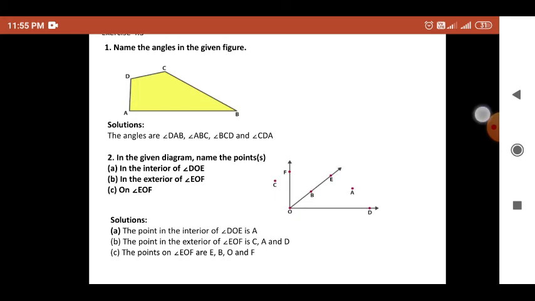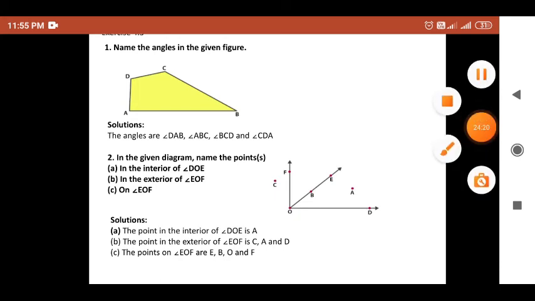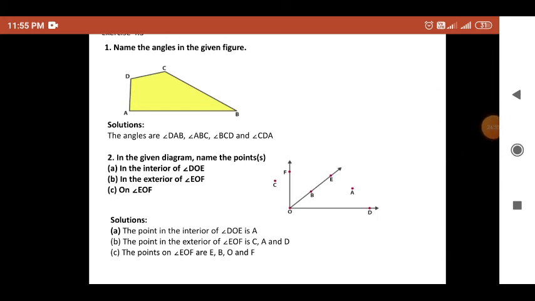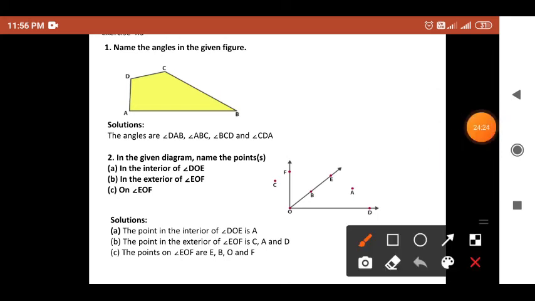On EOF, which are the interior? See, EOF. Which are the points there?